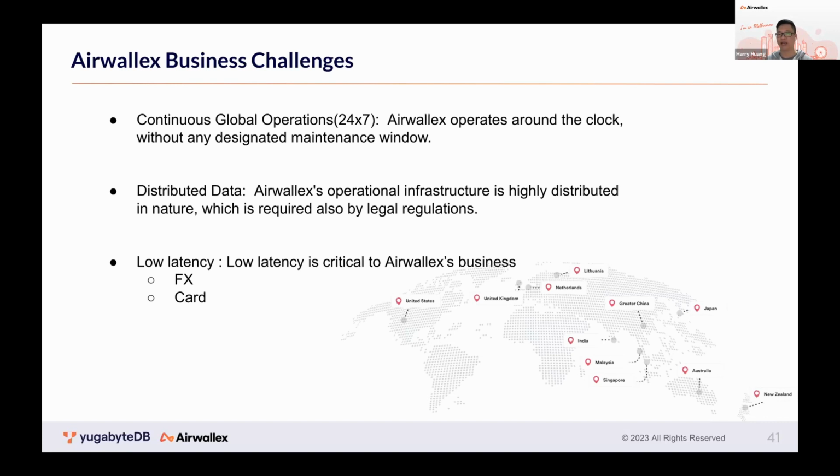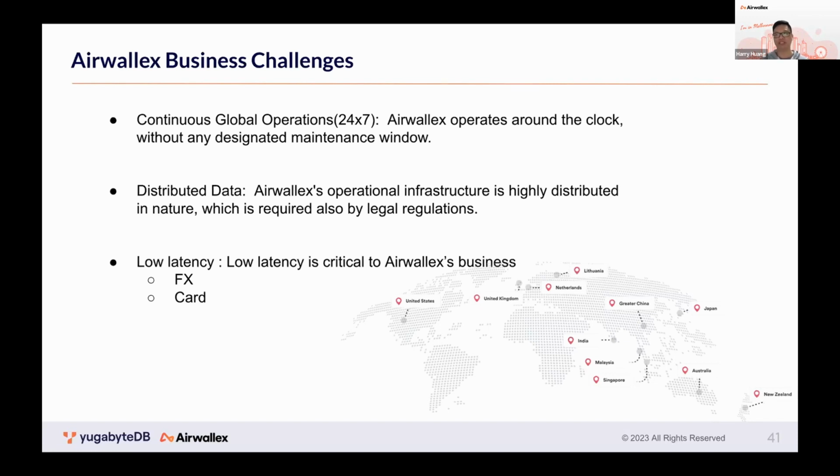Latency is very critical to Airwallex's business because in the Forex, FX world, the currency price ticks every second, or more frequently than every second. And any latency could mean loss of profit. That's definitely true. And secondly, in some of our services like card transaction acquiring and issuing, the vendors require us to complete the transaction within a very strict response time, sub-second, in order to approve transactions.